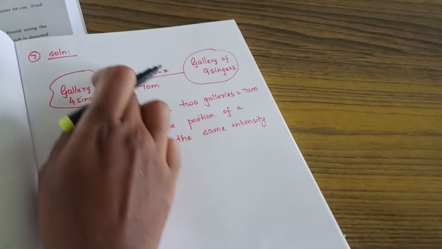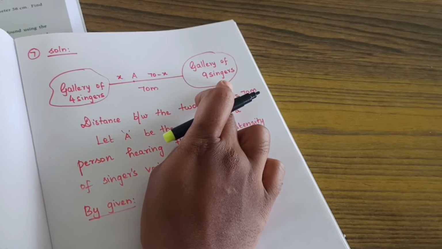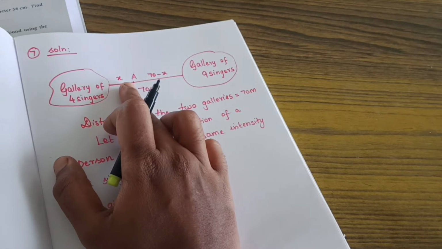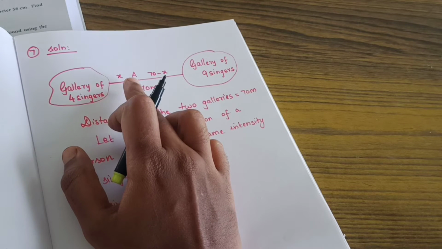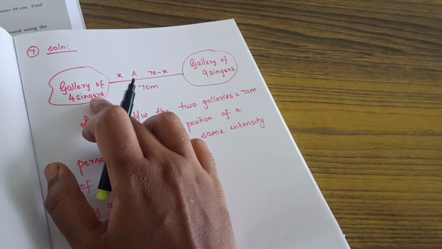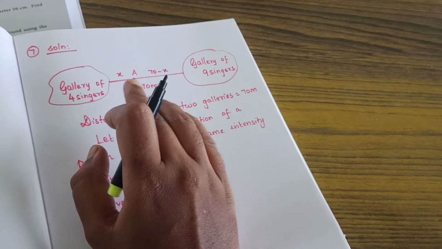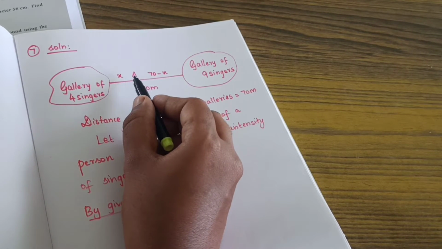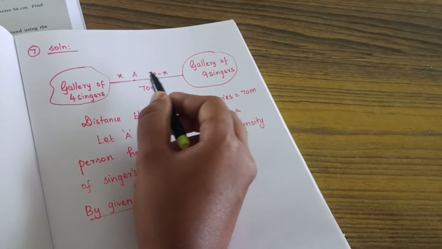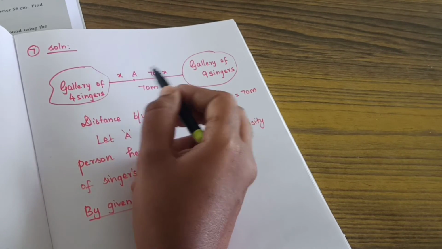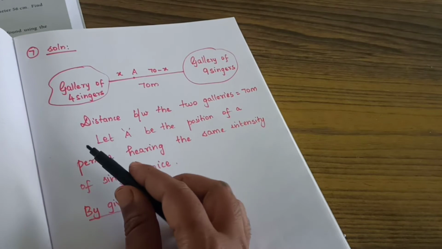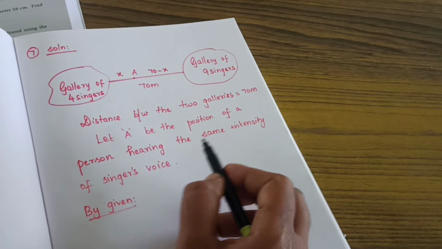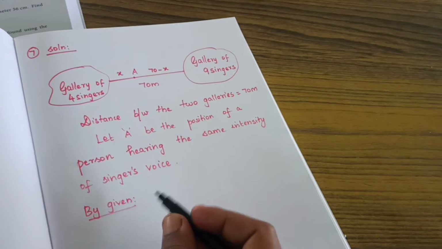7th question answer. This is the gallery of 4 singers. This is the gallery of 9 singers. And the 2 galleries are separated by the distance 70 meter. Let A be the person standing here, who is able to hear the 4 singers' voice and 9 singers' voice at the same level. We take the distance of person A from the 4 singers as x, and the remaining distance automatically will be 70 minus x. A is the position of the person hearing the same intensity of the singers' voice.